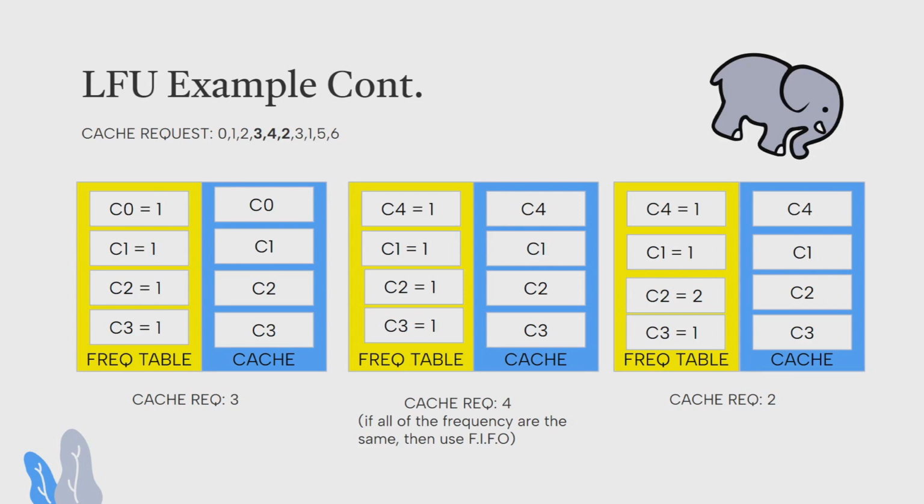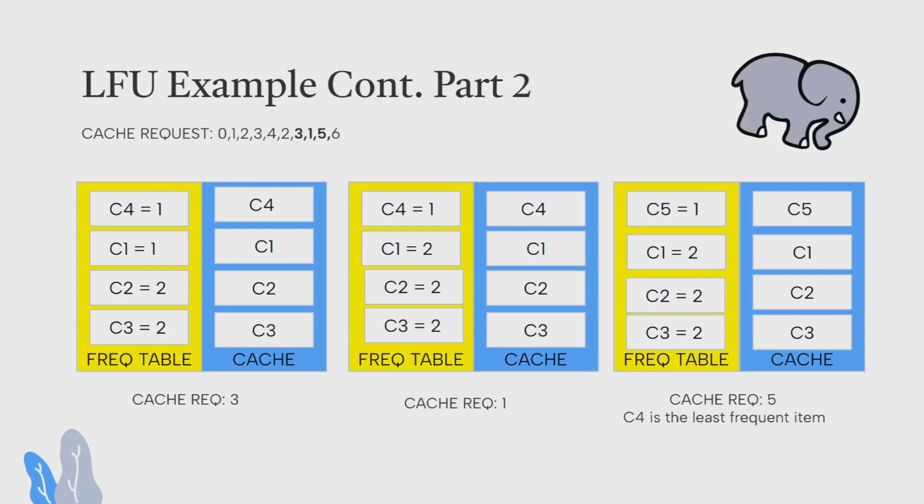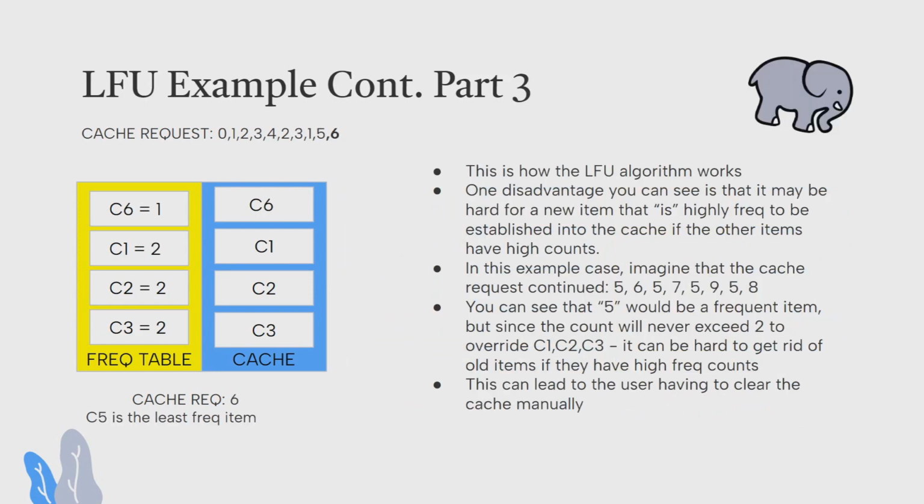And if you do cache request 4, this is when it will check the frequency to remove something. Since they're all the same, it'll use first in, first out, which will remove C0. And then request 2 will just change the frequency to 2. And then this will just continue onto the same pattern as discussed before, which will just update the frequency as requested below. And this last part is the updated tree request.